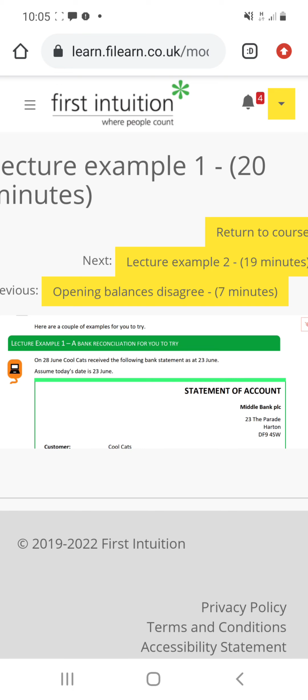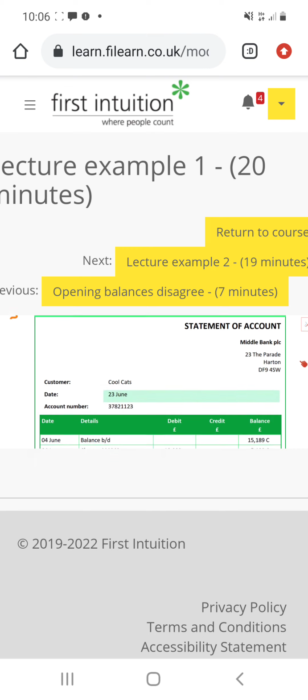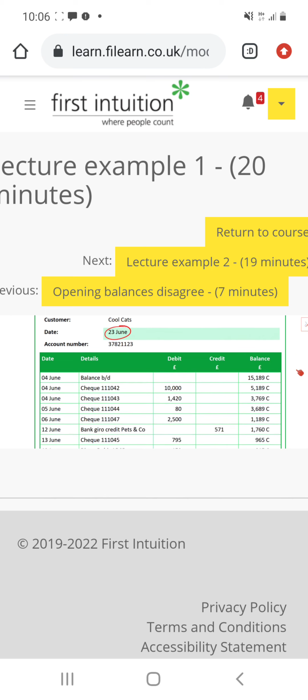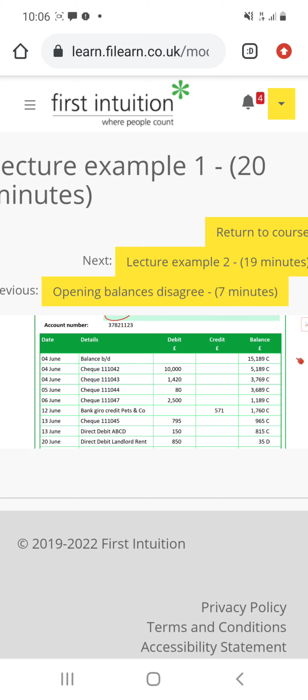So look, it's the 28th of June. Cool Cats receive a bank statement as at the 23rd of June, and assuming today's date is the 23rd, we've got the statement of account. So here is our bank statement as at the 23rd of June from Cool Cats, starting off with an opening balance, and then we've got all the payments going out and the receipts coming in.